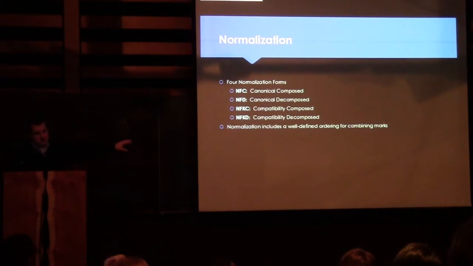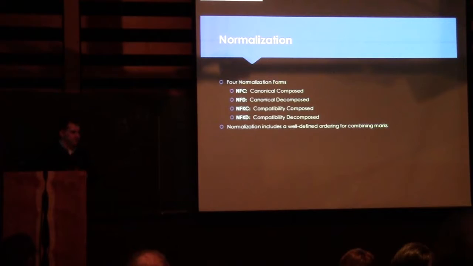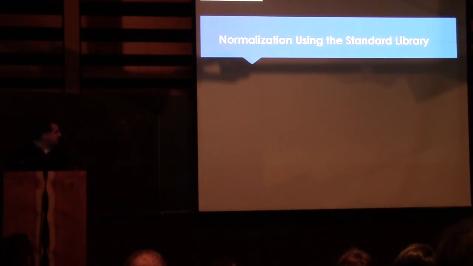Normalization in all of these cases includes a well-defined ordering for combining marks. So if you, for example, have a string that has combining marks in a different order, it will put them into the canonical order if there are multiple valid orderings. So let's look at how we can do normalization using the C++ standard library. You can't.